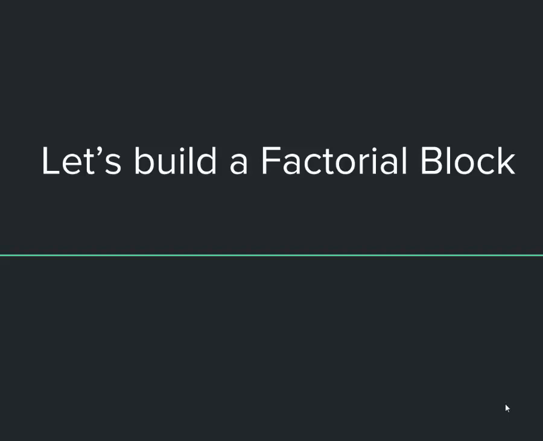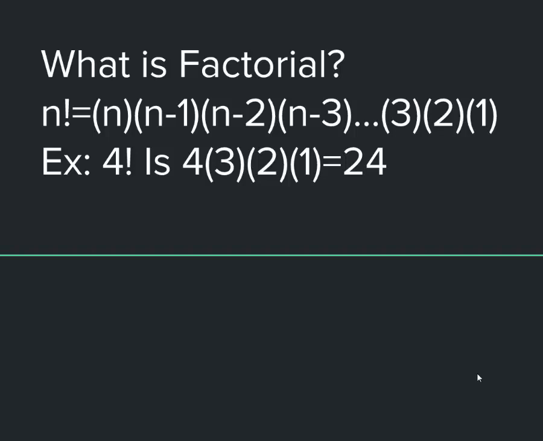Let's build a factorial block. So what is a factorial? Factorial is n exclamation point, or in other words, if we take some number n, we're going to multiply every number that comes after it until we get to 1. So for example, 4 factorial is 4 times 3 times 2 times 1, which is 24.